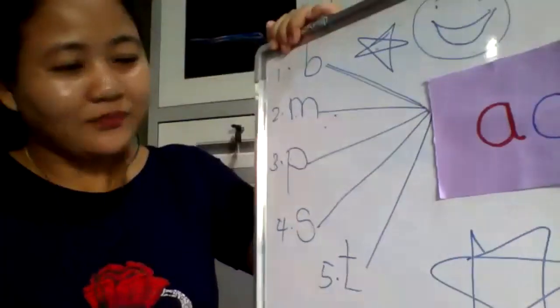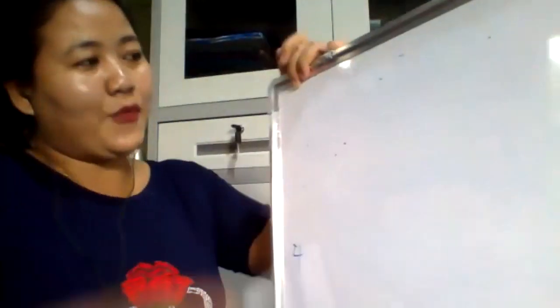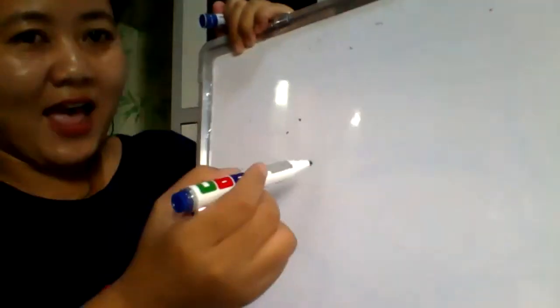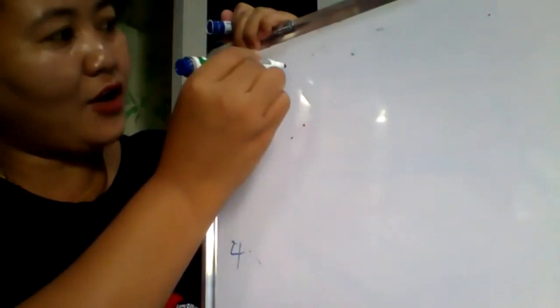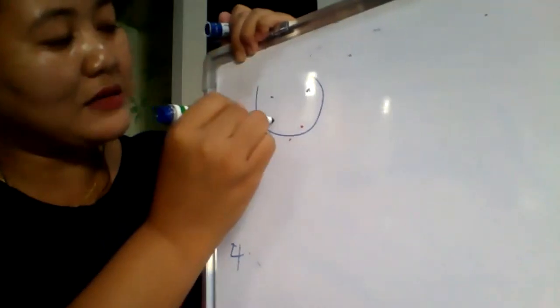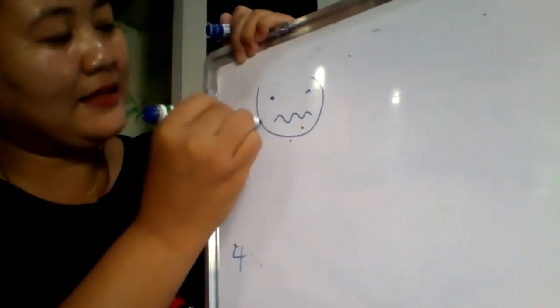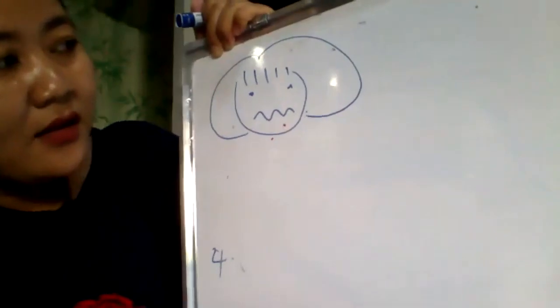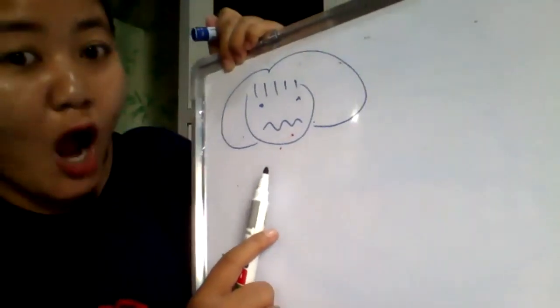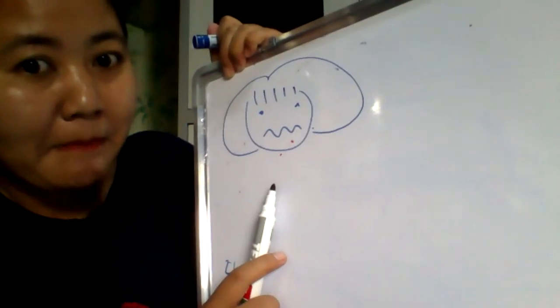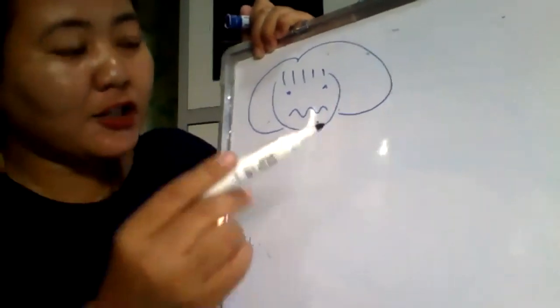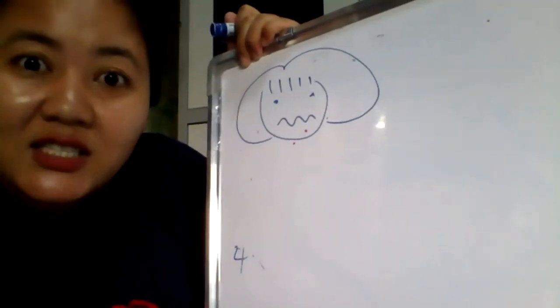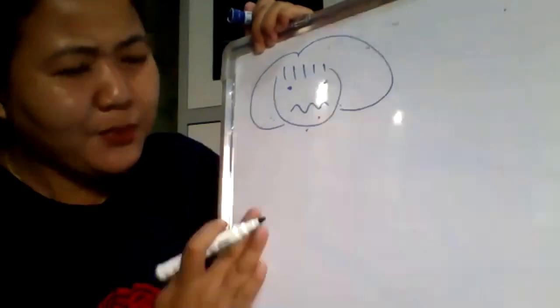Okay, let's continue, everyone. Get ready. Here we go. Look at here. Have a look. Oh, see. Yes. She. A girl or a boy? Girl. So, she or he? She. So tell me the spelling of she.